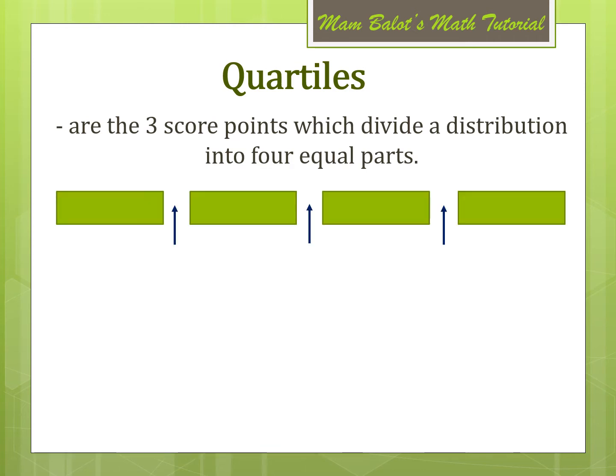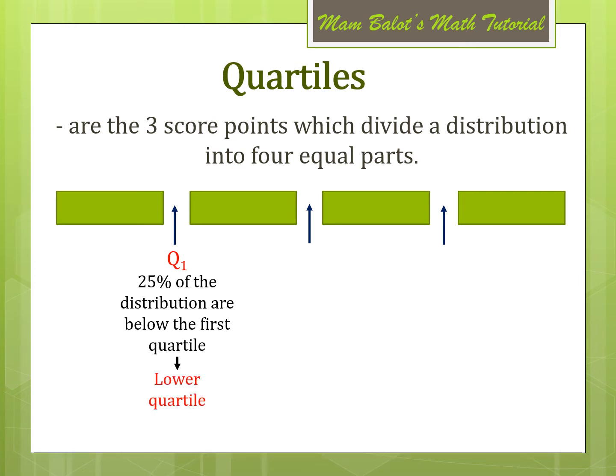If that is our distribution divided into four equal parts, the arrows there signify the quartiles. The first one is what we call the first quartile, denoted by Q sub 1. This point means that 25% of the data are below the first quartile. We also call the first quartile the lower quartile.